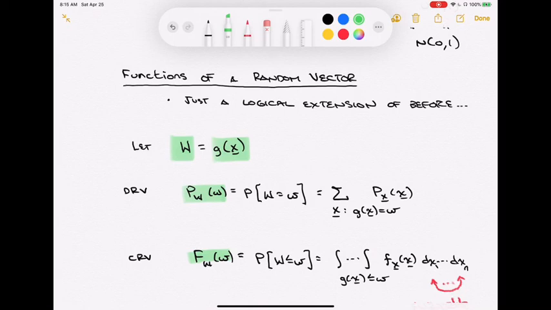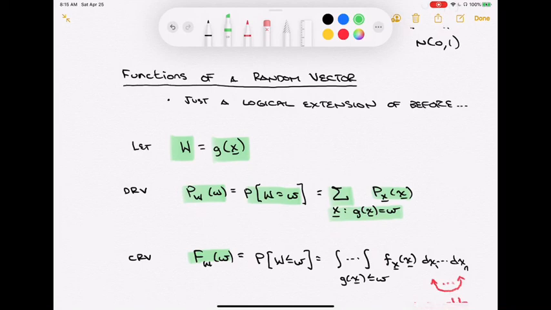Let's take the discrete case first. The probability mass function is the probability that W takes on a particular observation, little w. How do we do that? Well, we just add up all x such that that mapping function g of x gives us that desired value little w, and we add up their corresponding probabilities. Because each of these points of the probability mass function is separate, they are mutually exclusive, and we can just add their probabilities.